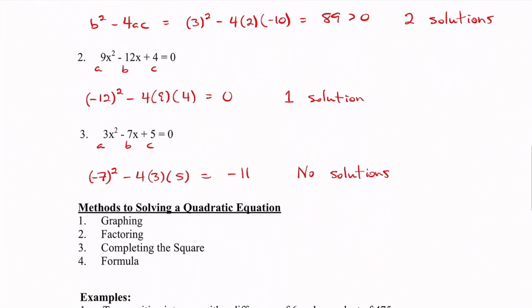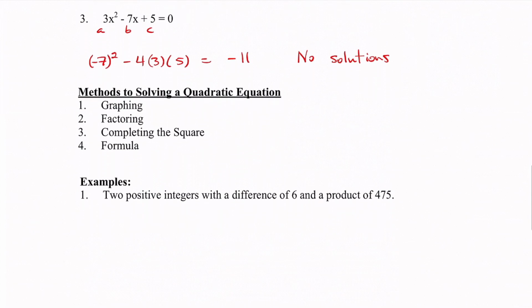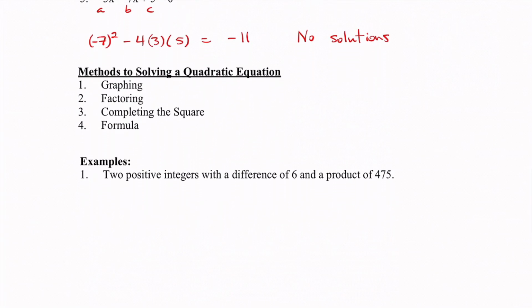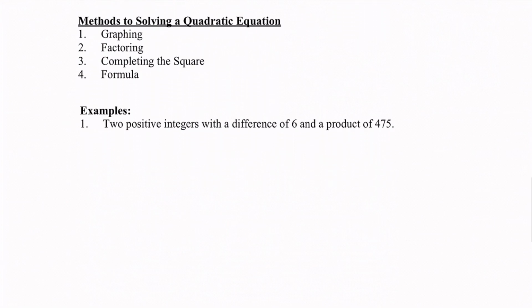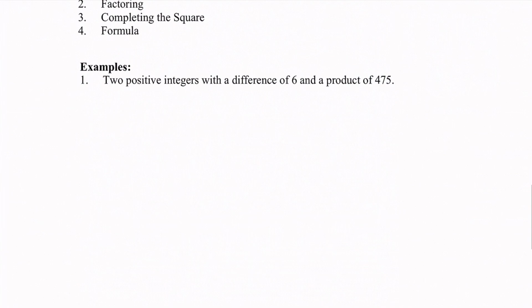So moving from that one, with this one, we're going to be solving, and we're actually going to solve it a number of ways. These are all of our options that we've learned so far. We're not going to do it with graphing because graphing is a little simpler. You can just use your calculator, but we are going to do the factoring, completing the square, and using the quadratic formula. So in this one, it says 2 positive integers with a difference of 6 and a product of 475. So I want to find what those 2 numbers are.